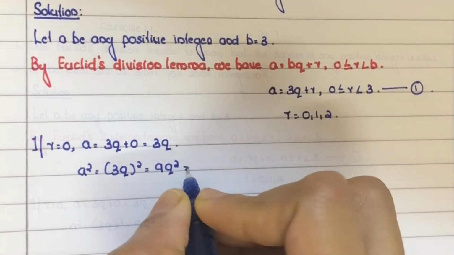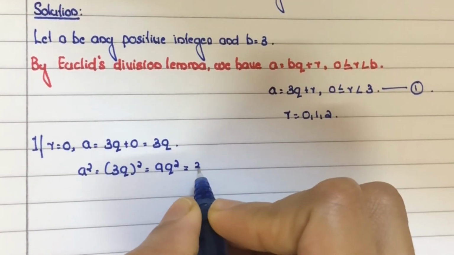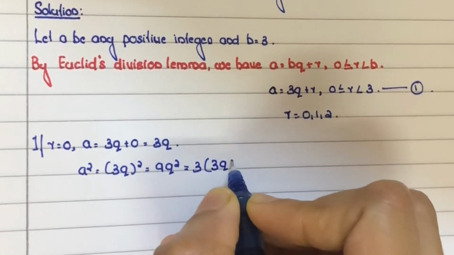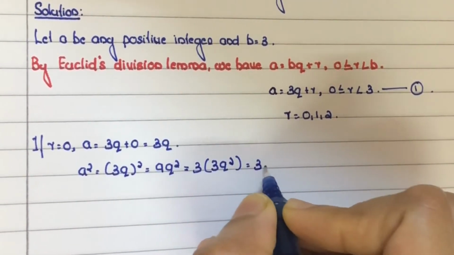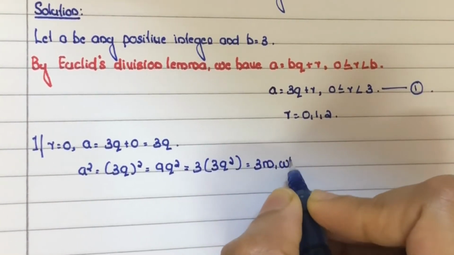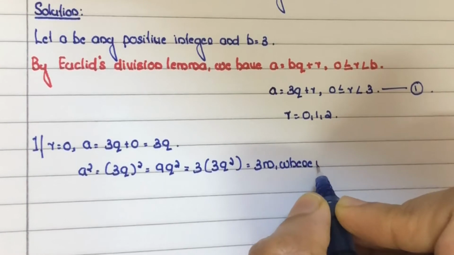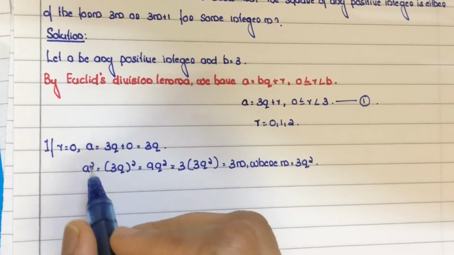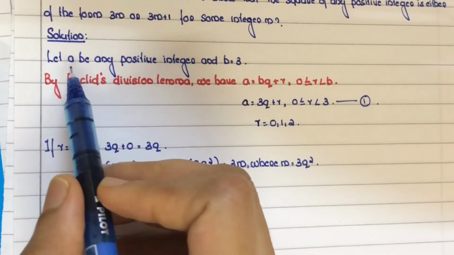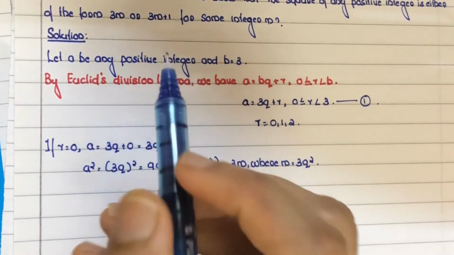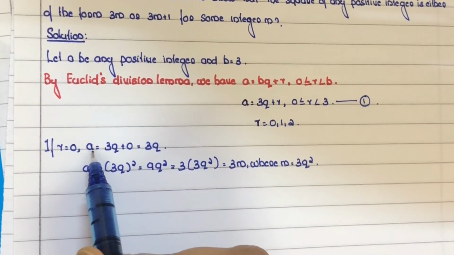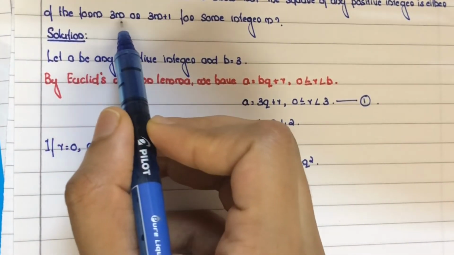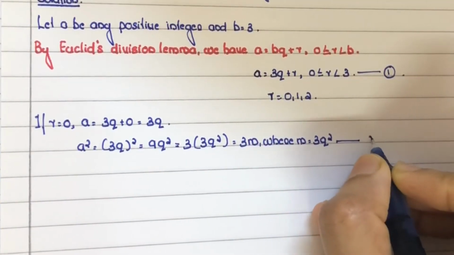This one we can write it as 3 into 3 is 9, isn't it? So 3 into 3q square, that is equal to 3m, where m is equal to 3q square. So here we can say that square of a positive integer, because we assumed a be any positive integer, isn't it now? So square of the positive integer a, that is a square, can be written in the form 3 into m, 3m. Okay, consider this as equation number 2.